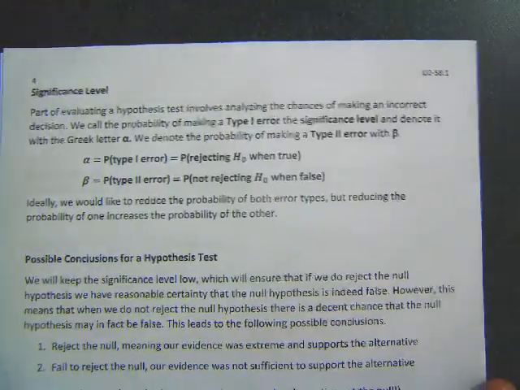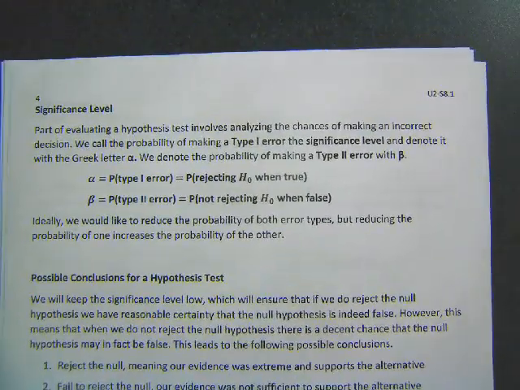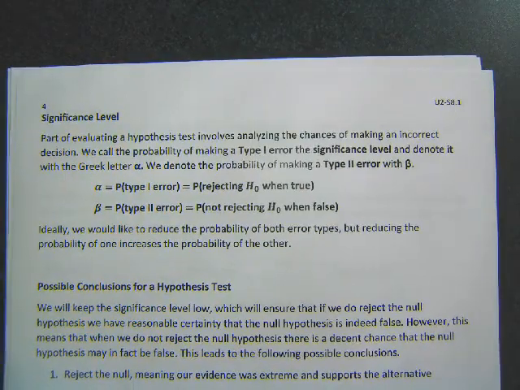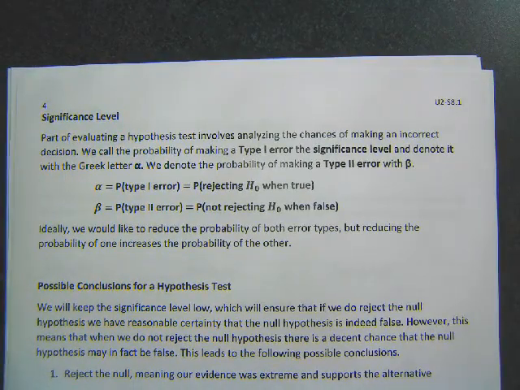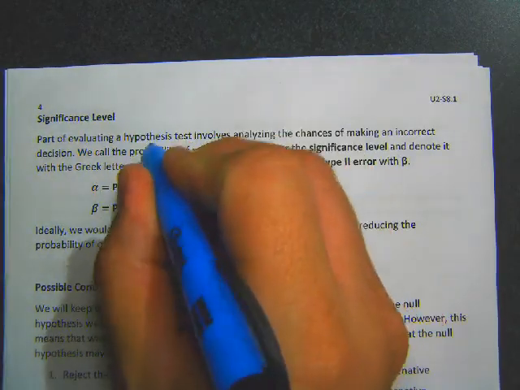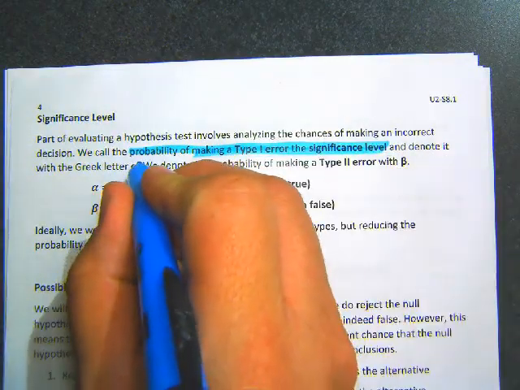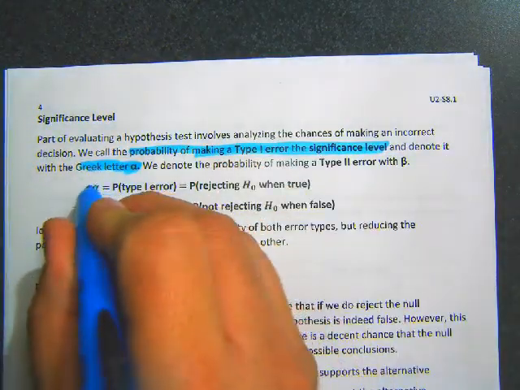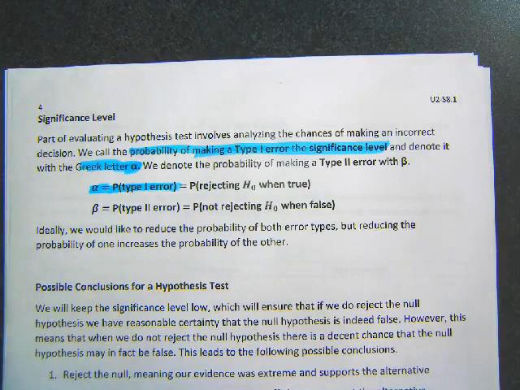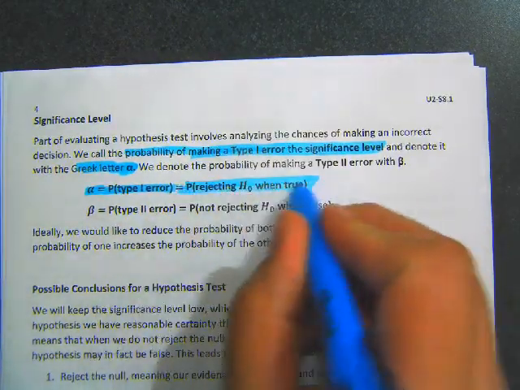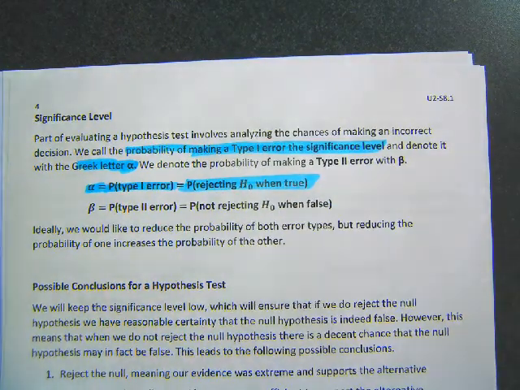So what we do is we deal with what we call the significance level, and we measure the probability of making a type 1 error. The probability of making a type 1 error is called the significance level, and we use the letter alpha. This is the Greek letter alpha. Alpha is the probability of a type 1 error. That's the probability of rejecting the null when it is true. So that's our alpha.